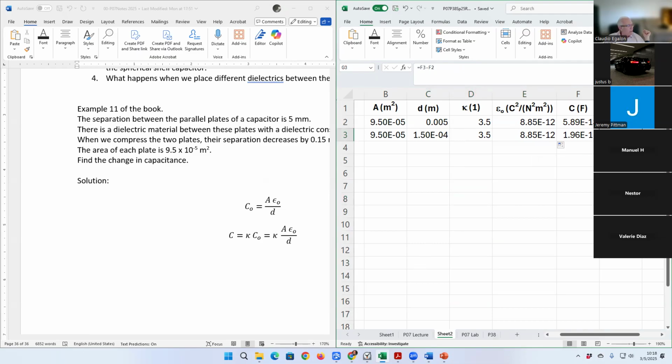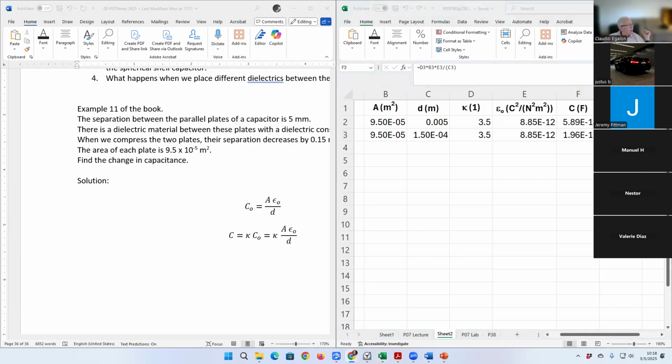1.96 times 10 to the minus 11. The book is getting 19.6, but it's a very small difference. No, this one here. Here you go: 1.96, just like I got. And this is 19.6 picofarad.